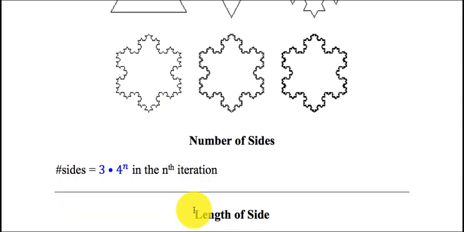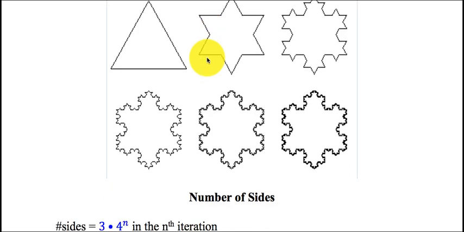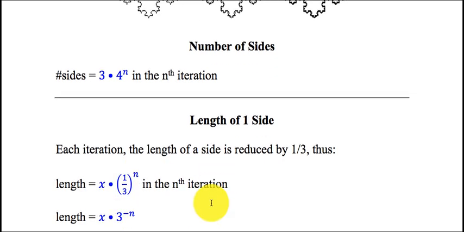To find the length of a side, if this side is x, then in the second iteration, you're reducing the length by 1/3. See how 1/3 of the side is erased. Therefore, the length of one side in the nth iteration would be x times 1 over 3 to the n power, or by property of exponentiation, x times 3 to the negative n power.